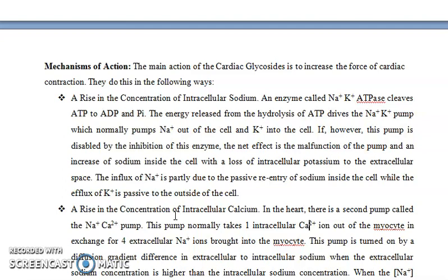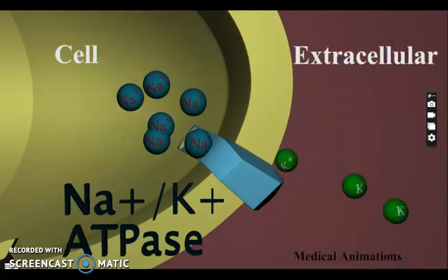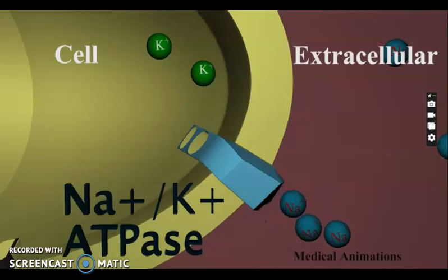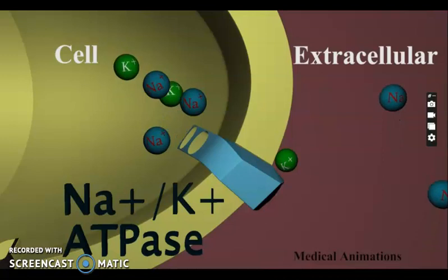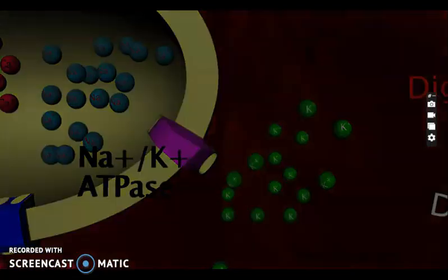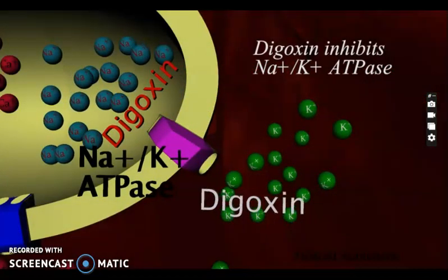And now let me show the video of how these cardiac glycosides act. Just see this video, where this is the mechanism of action. Sodium potassium ATPase is an enzyme which provides energy for the exchange of sodium and potassium.